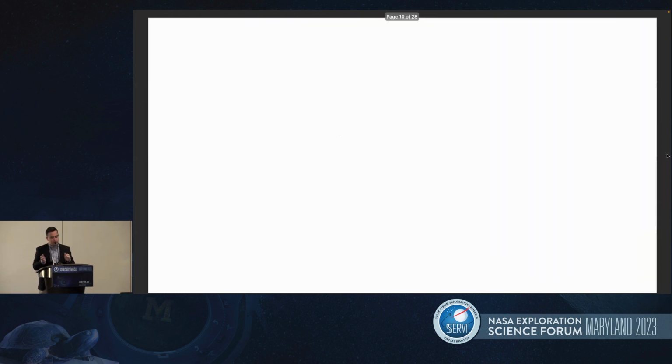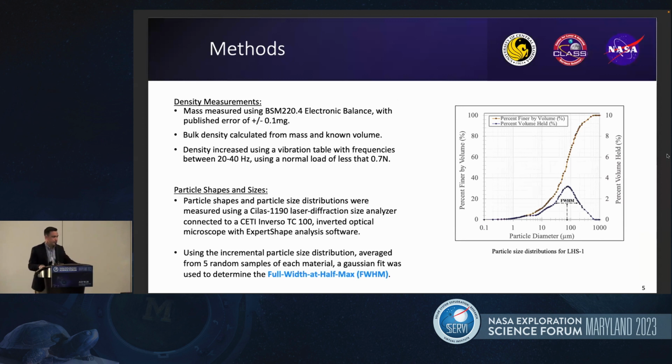Next slide, please. Okay, so let's discuss methods real quick. So essentially, we went in and measured a bunch of different densities, and I'll show that data here in a minute. Density was controlled using vibration, not compaction. Looked at particle shapes and sizes. I'm really just going to talk about the size distributions today.